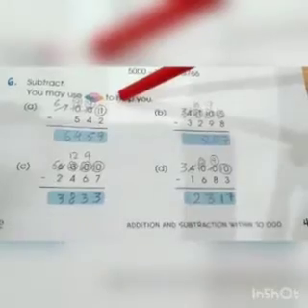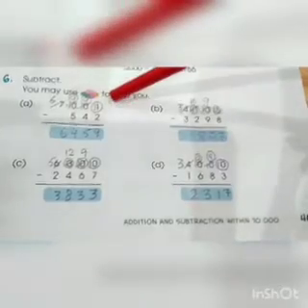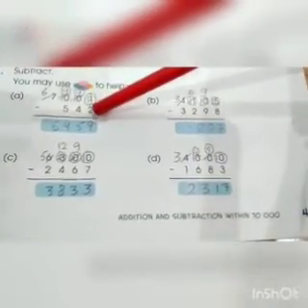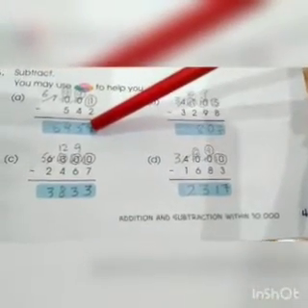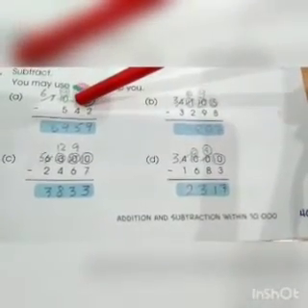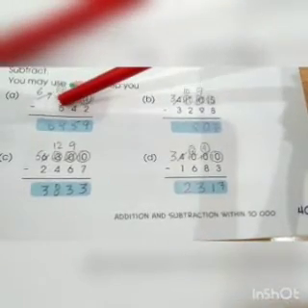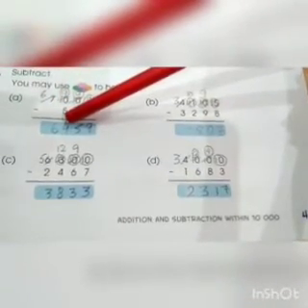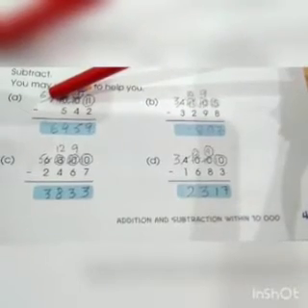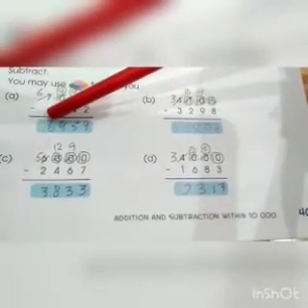Now 7001 is equal to 6000, 900s, 9 tens and 11 ones. Subtract the ones. 11 ones minus 2 ones is equal to 9 ones. Subtract the tens. 9 tens minus 4 tens is equal to 5 tens. Subtract the hundreds. 900s minus 500s is equal to 400s. And subtract the thousands. 6. You have to write 6459.